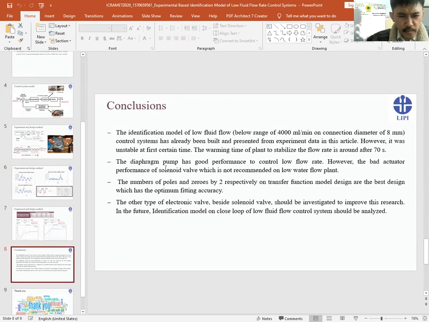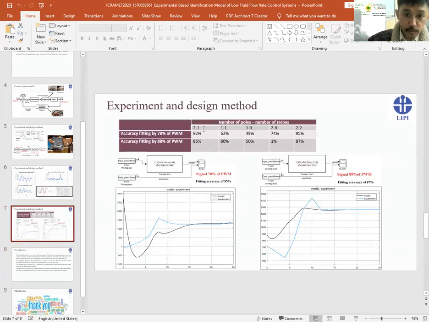Also from the data, the diaphragm pump has better control ability than the valve. Also the solenoid valve is not recommended to control the low flow rate. Also the best number of poles and zeros is two respectively. You can see from the table the best combination is 2 and 2 number of poles and zeros.